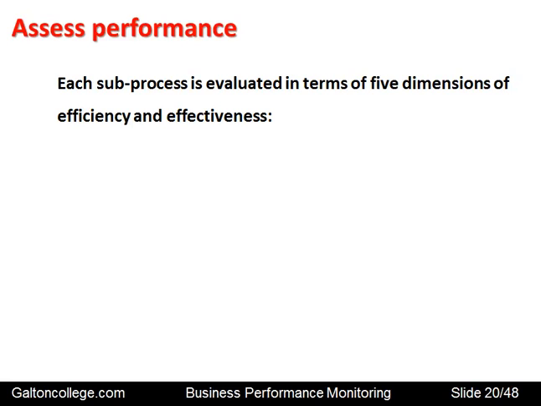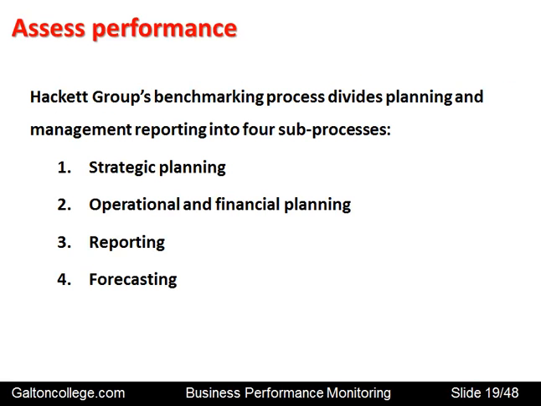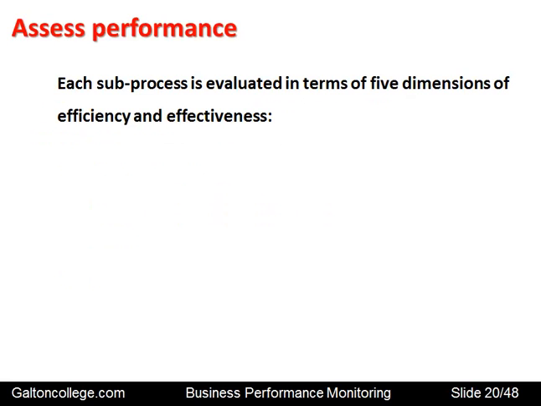Now, each sub-process is evaluated in terms of 5 dimensions of efficiency and effectiveness. So all of the processes, the strategic planning, the operational, financial planning, reporting, forecasting, we can delve more into these by looking at the efficiency and effectiveness and looking at the dimensions of efficiency and effectiveness.